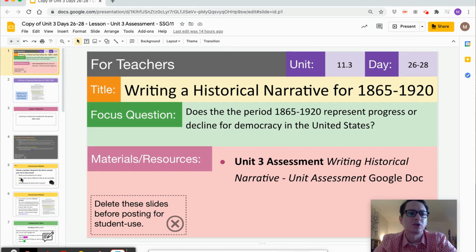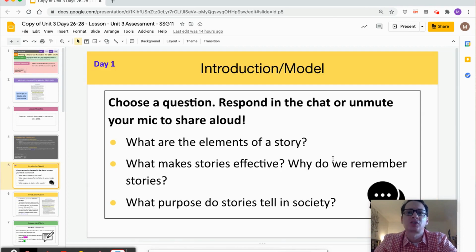Day one starts with an introductory activity meant to access the students' prior knowledge about stories. In the guidance for instruction slide, it does mention that after having the students share, either verbally by unmuting or typing via the chat, the teacher should frame the goals of this assessment and remind the students of their work with historical narratives from earlier in the unit.